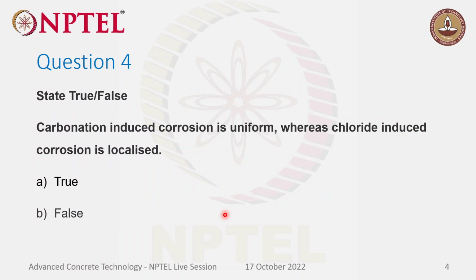Now let's move to question 4. Question 4 is again a true or false question. Let me read out the statement. The statement is: carbonation-induced corrosion is uniform, whereas chloride-induced corrosion is localized. If you find the statement correct, you can pick true, or else you can pick false. Let me start the timer for a minute. It's a very simple question. If you know the answer, please give it in the polls or chat box.